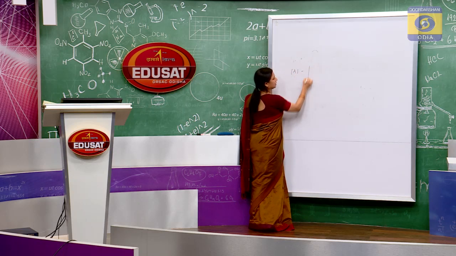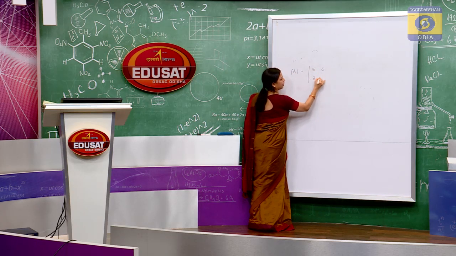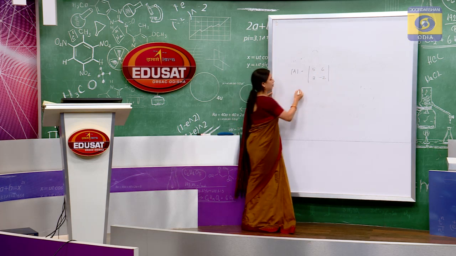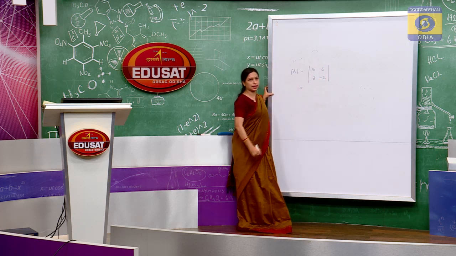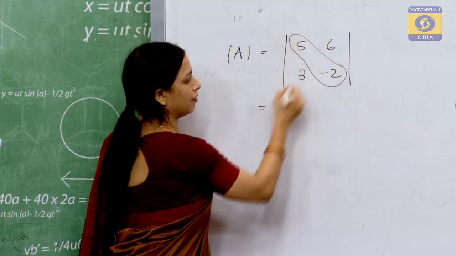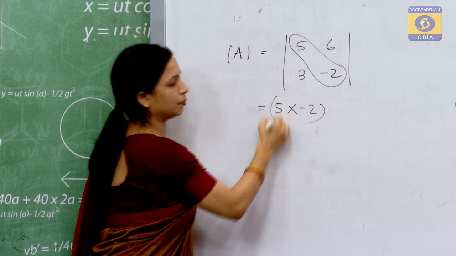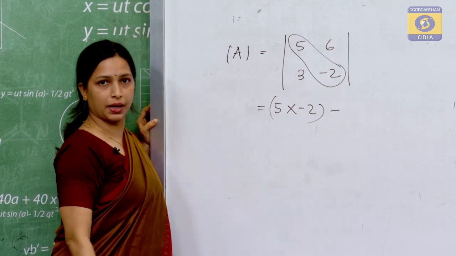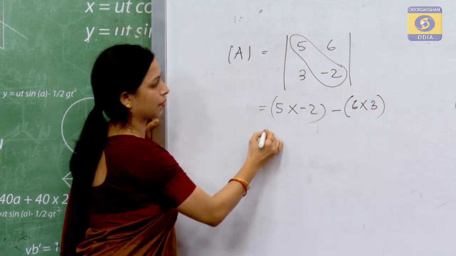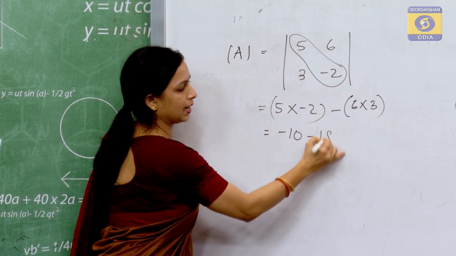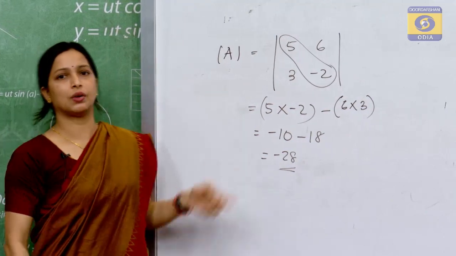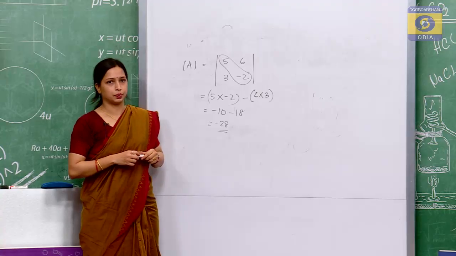So, if I take this example 5, 6, 3, minus 2, right. How do we find the determinant value? We multiply the diagonal elements and take the difference. So, 5 into minus 2, then taking the difference, 3 into 6, that is 18. So, minus 10 minus 18 we get minus 28, right. So, this is how we find the determinant value of an order 2 matrix, right.